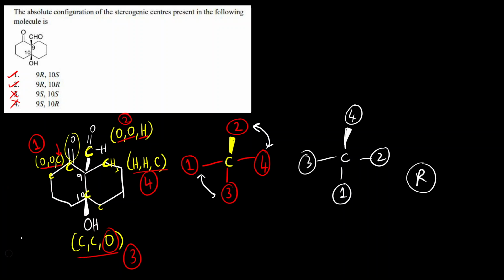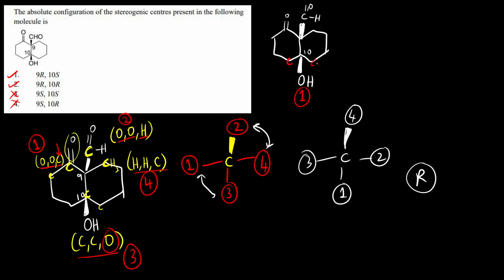Okay, let me draw the molecule again. Here we have C double bond OH, C double bond O. Here I have OH. Okay, so this is 10. So we have to assign the priority. Oxygen will get the first priority.